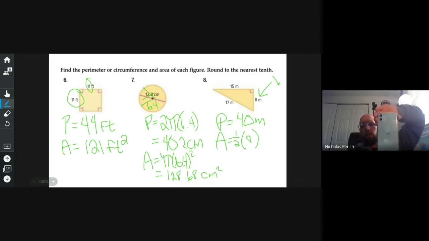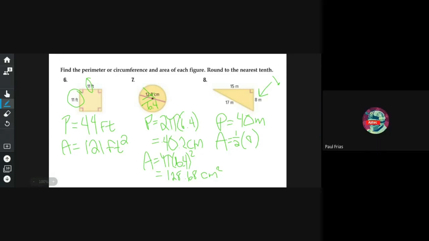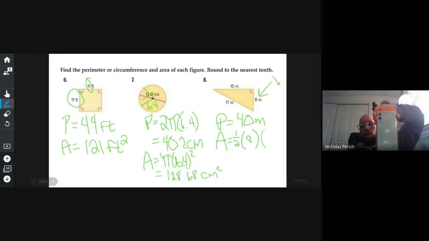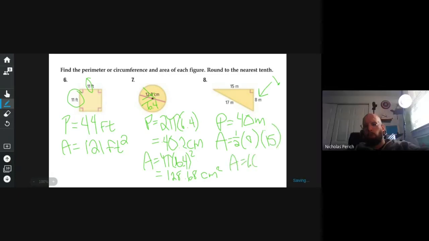15 or 7? 15. Very good. The fact that 17, I'm sorry, not 7, 17, is a diagonal throws it off. What is that, 60? Yes. Meters squared.